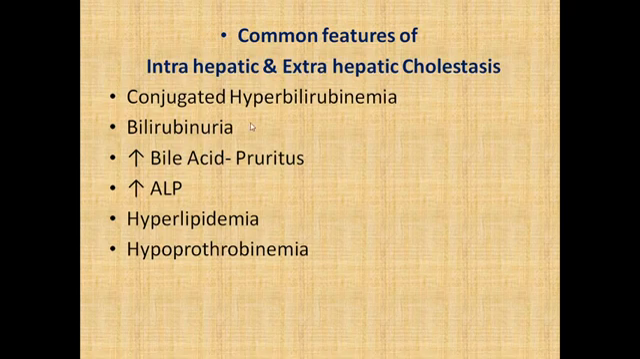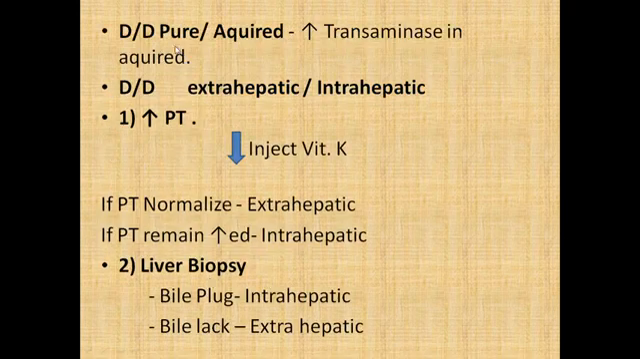So we will revise once again the common features of intra- and extrahepatic cholestasis: conjugated hyperbilirubinemia, bilirubinuria, increased bile acids which lead to pruritus, increased concentration of ALP, hyperlipidemia, and increase in prothrombin time. How can you differentiate pure and acquired? In acquired cases, there are increased transaminase enzymes. And how can you differentiate extrahepatic from intrahepatic cholestasis? We will revise the first lecture.